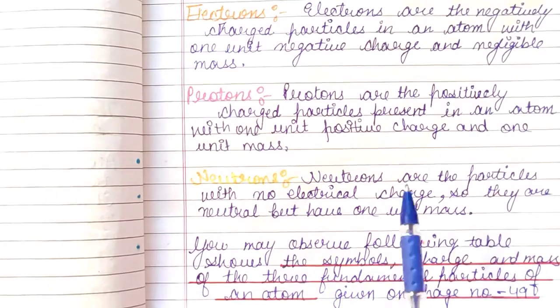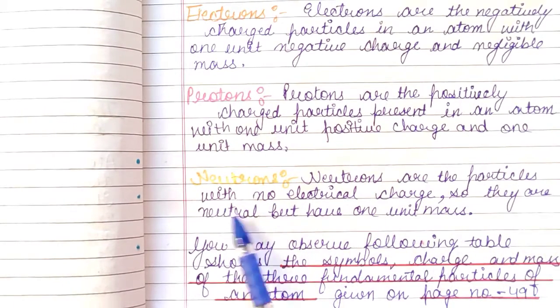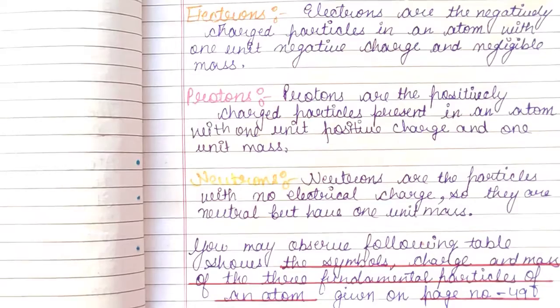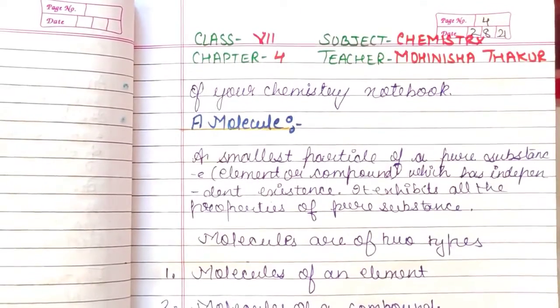Next is neutrons. Neutrons are the particles with no electrical charge, so they are neutral but have 1 unit mass. You may observe the following table, which shows the symbols, charge and mass of the 3 fundamental particles of an atom, given on page number 49 of your chemistry notebook.